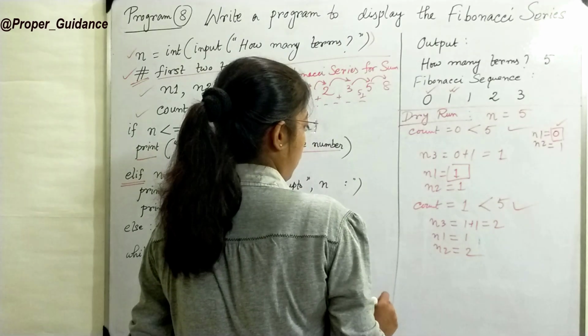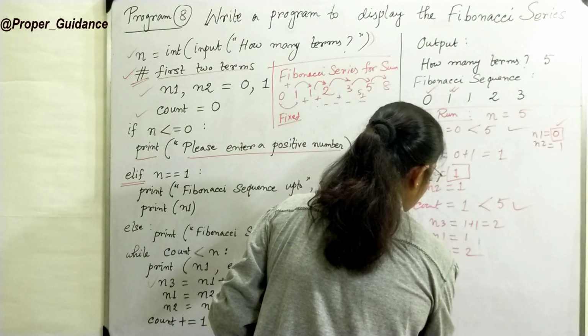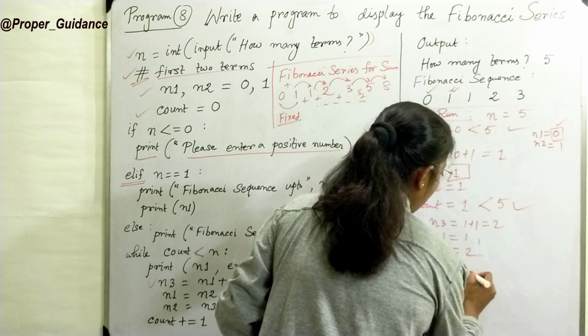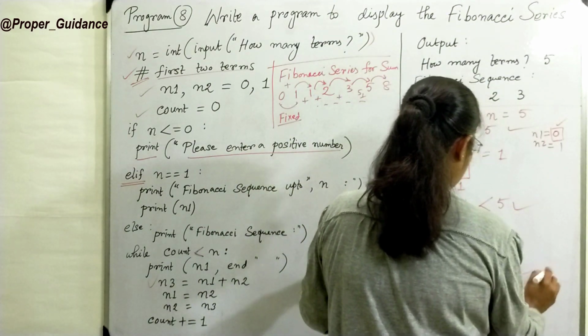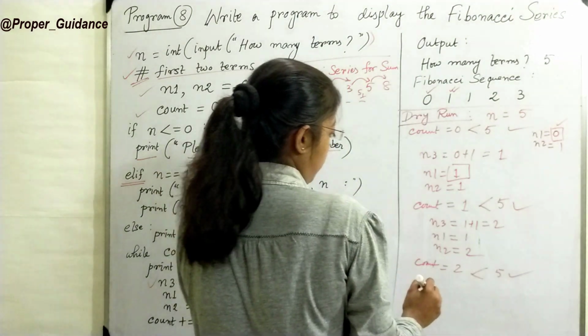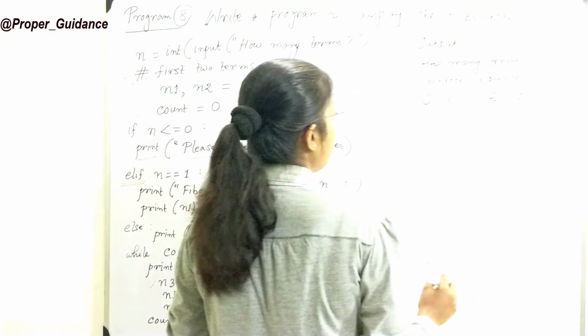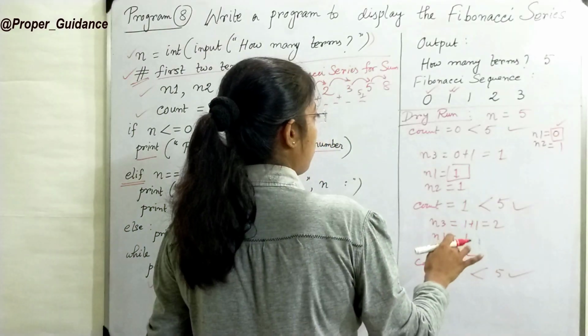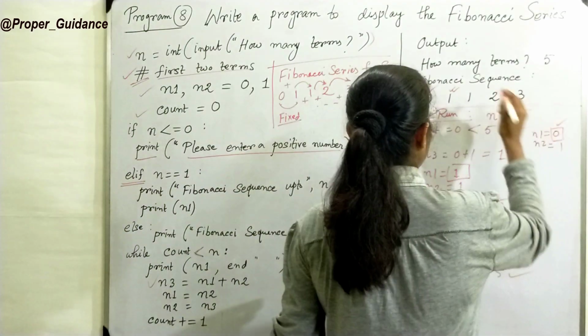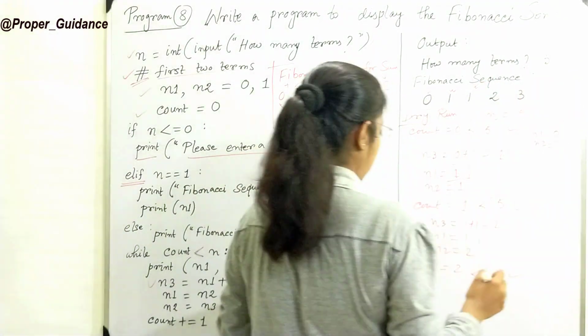Okay. So count equals 2. 2 is also less than what? 2 is less than 5. Loop continues. And we will get here n1. What is the value of n1? n1 equals 1. So again we get the value of these things.